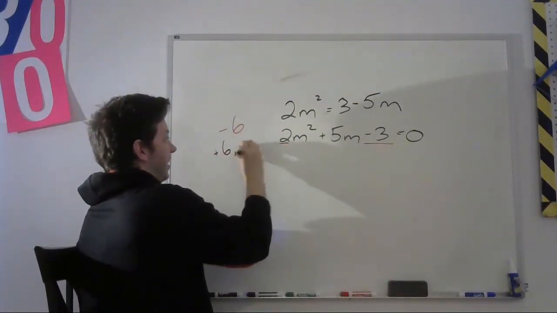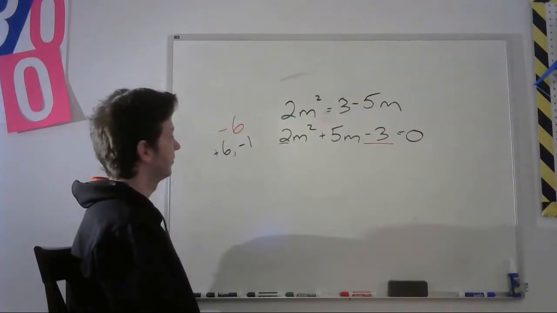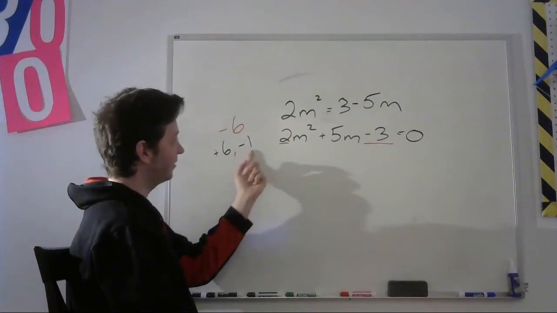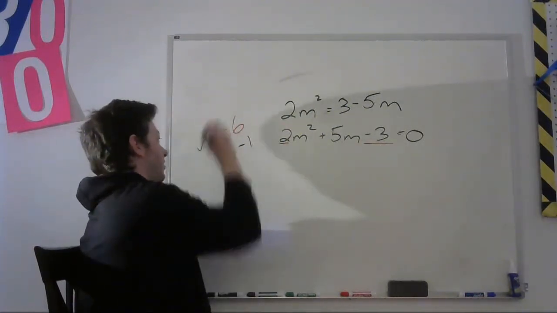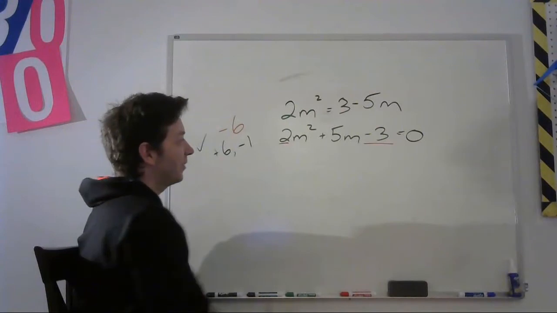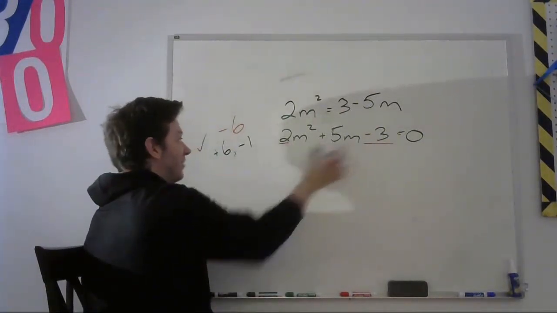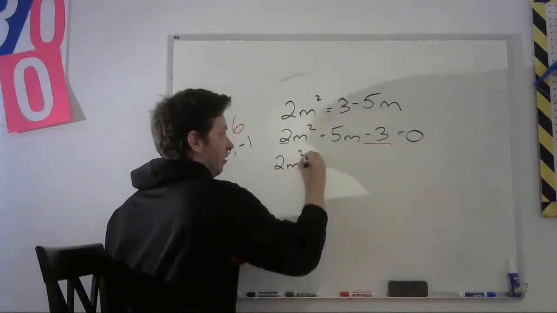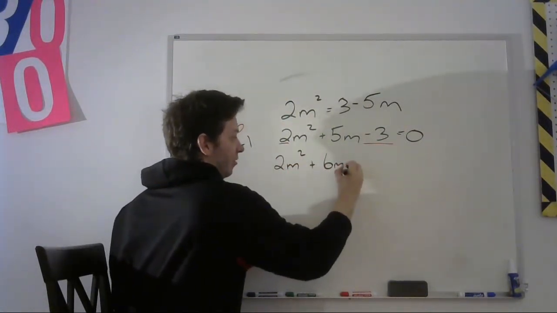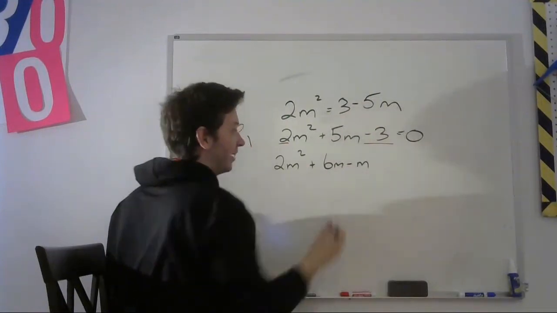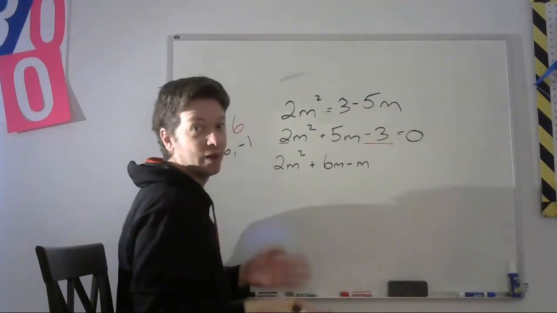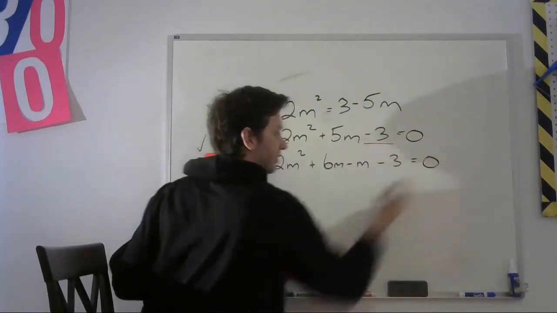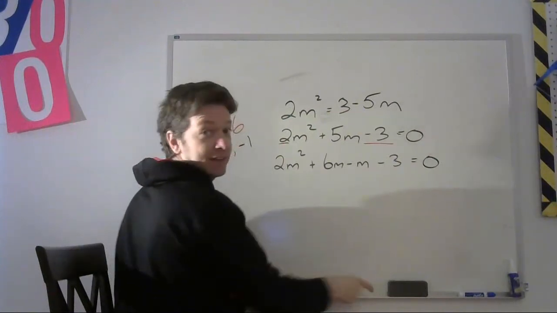All right, let's try positive 6 and negative 1. Do those work? Well, positive and negative will give us a negative, and 6 minus 1 gives us plus 5, so check. That works. Now we're going to split up plus 5 into plus 6 and minus 1. So we have 2m squared plus 6m minus m. If you want to write minus 1m, that's fine, but you don't need the 1. Minus 3 equals 0.